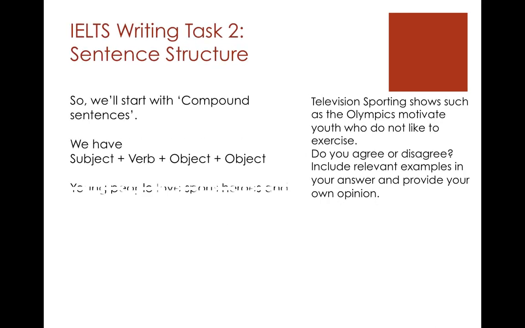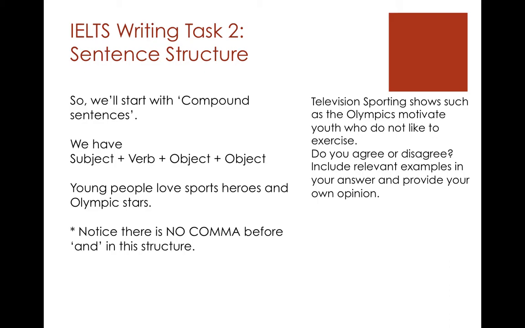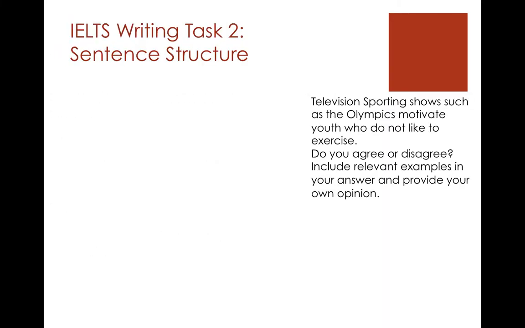Now, notice there is no comma before and in this structure. So actually, sorry, this isn't a compound sentence. This is subject, verb, object, object. So young people love sports heroes and, the and is in here, Olympic stars. So the young people love two things, sports heroes and Olympic stars. No comma in here. The comma is back in the compound sentence with another subject, verb, object after it. And that's not the coordinator. That's just and in between.